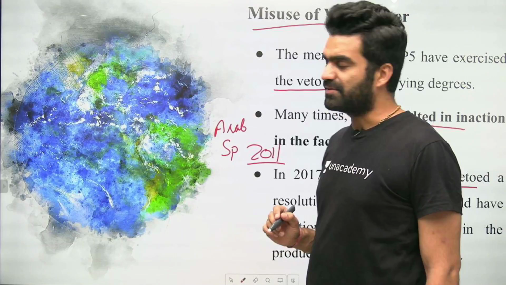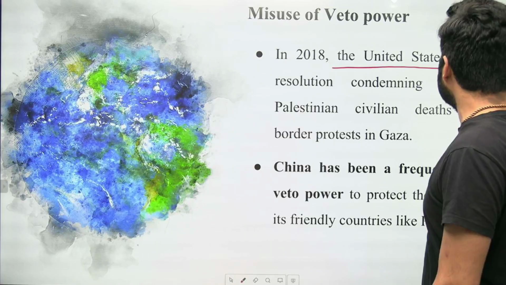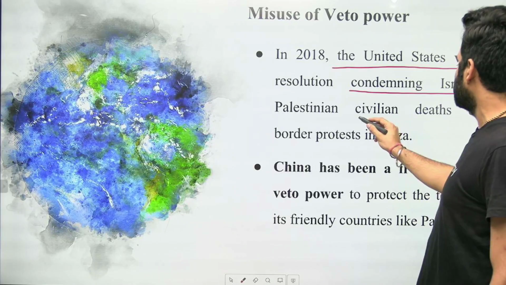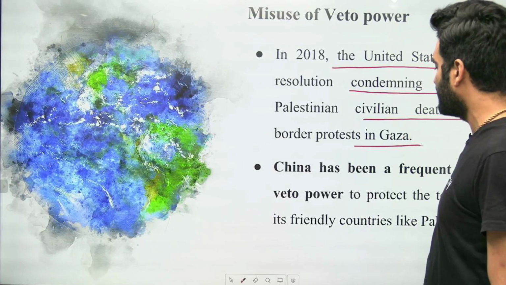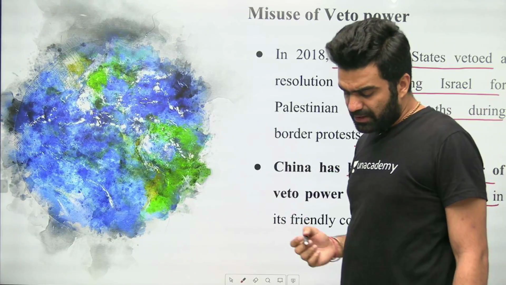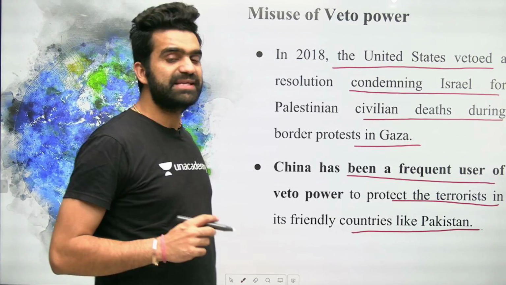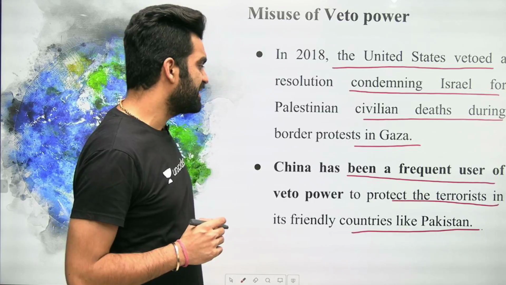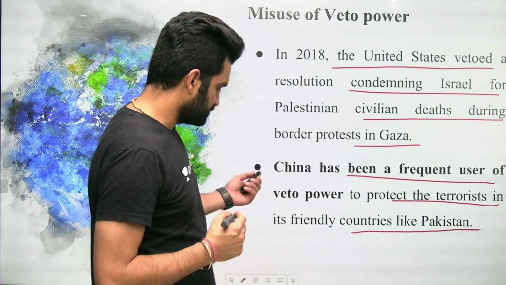Now, misuse of veto power: in 2018, the United States vetoed a resolution condemning Israel for Palestinian civilian deaths during the border protest in Gaza. Likewise, China has been a frequent user of veto power to protect the terrorists in its friendly countries like Pakistan. China has been protecting the terrorists who are using Pakistan as a safe haven for their activities. China has been protecting Pakistan against the sanctions, sanctions against terrorists like Masood Azhar, etc., hiding in this country, Pakistan.